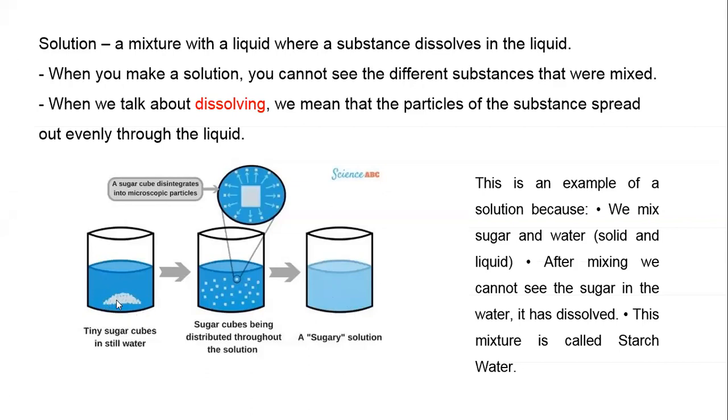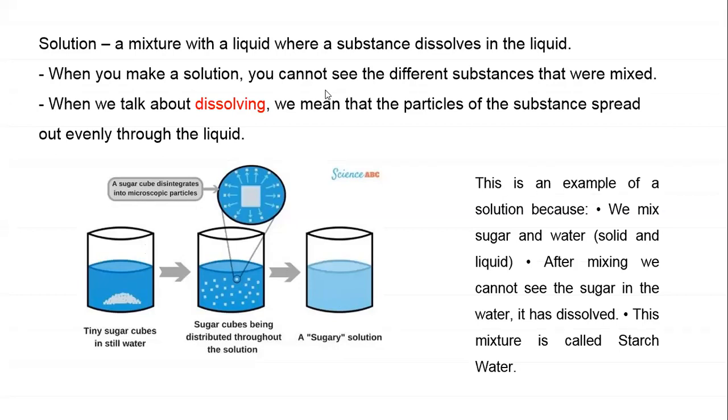The reactants are basically the sugar and the water. And then when we mix the reactants, the sugar and the water, it becomes a solution, and the product becomes sugar water.